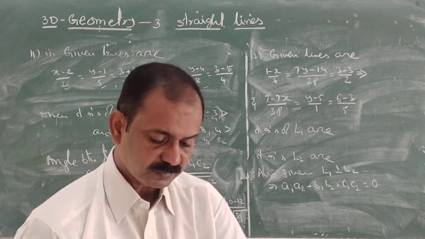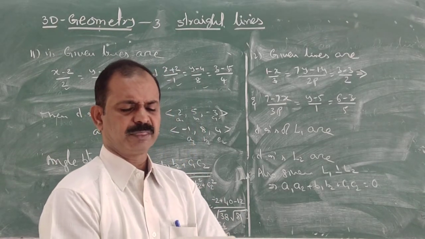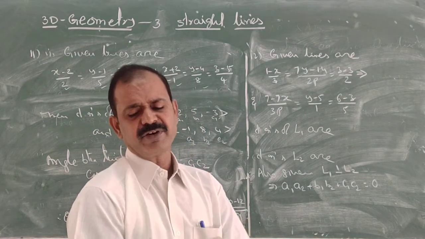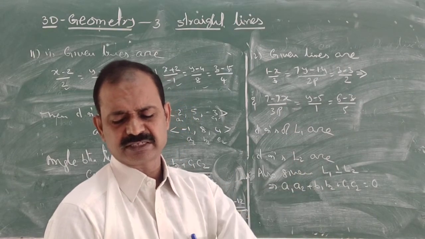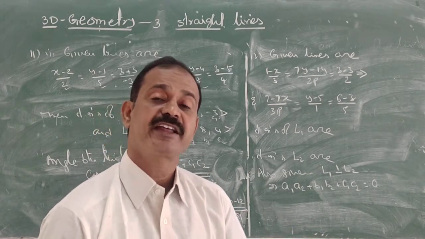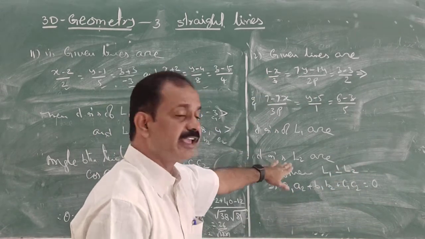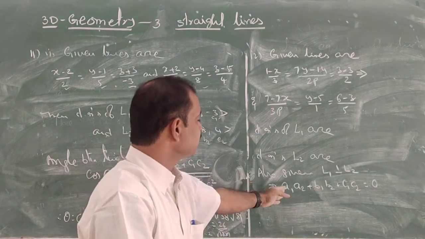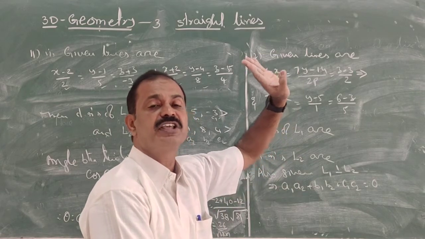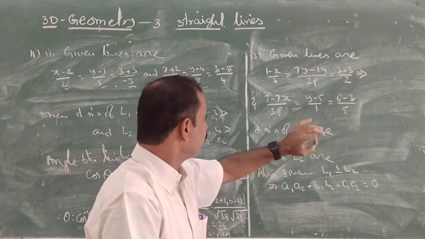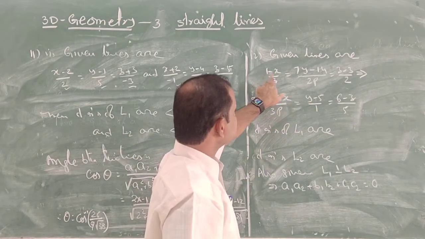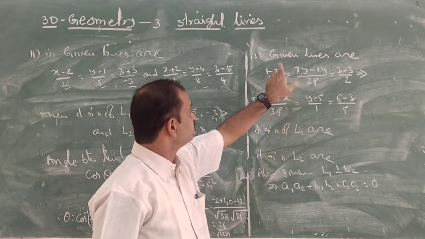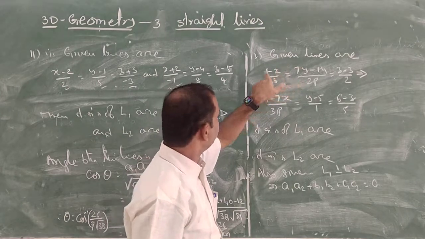Next, coming to the next problem, the 12th one. Find the values of p so that the given lines are at right angles. When they are at right angles, the sum of the products of DRs is equal to 0. The only thing is you have to trace out what the DRs are. This is not in the standard format, this is not x minus x1, it is 1 minus x.